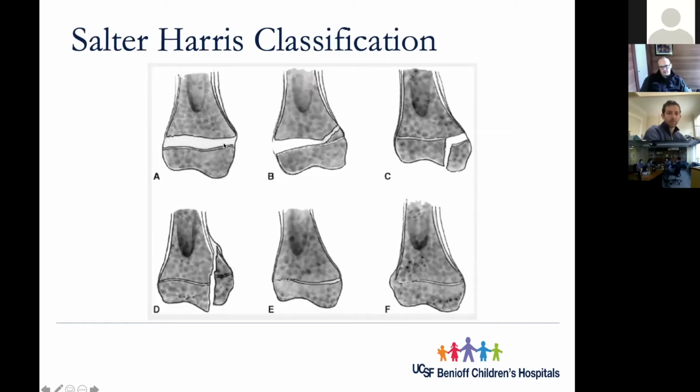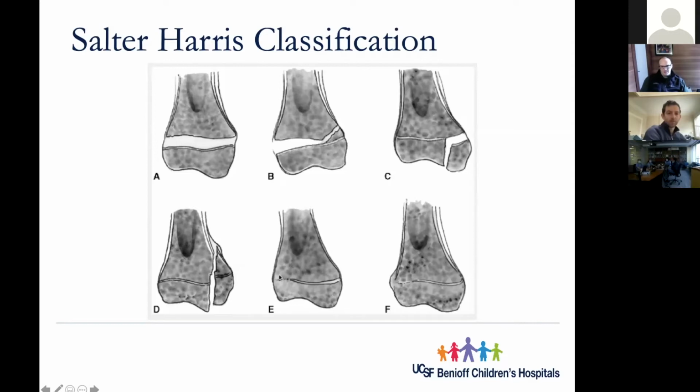Sorry, for whatever reason they're labeled ABC, but we know it's 1. Type 2 is through the metaphysis. Type 3 is through the epiphysis into the intra-articular space. Type 4 crosses the physis and includes both a metaphyseal and an epiphyseal fracture fragment. These have a high rate of growth disturbance, so be very mindful if you see these to start talking about the potential for growth arrest.